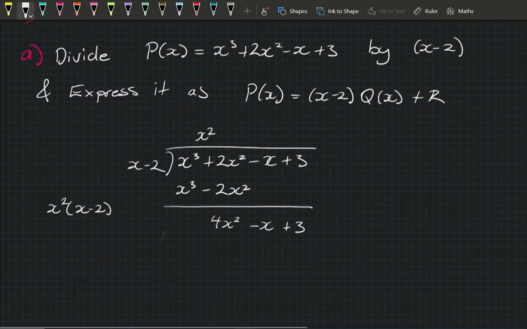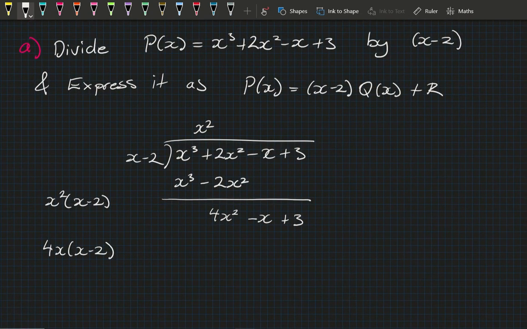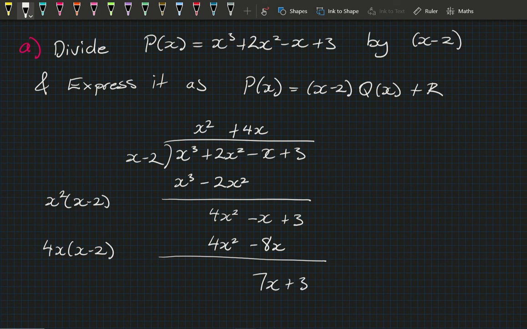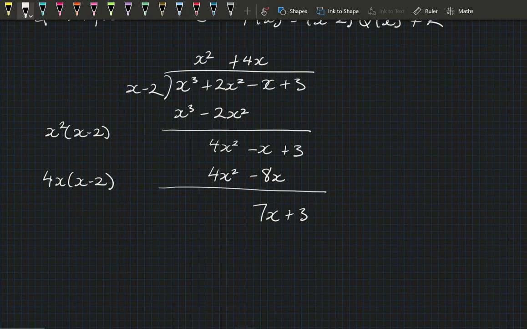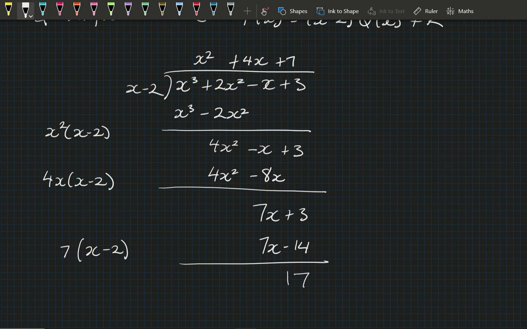Alright, so we're focusing on the 4x squared. So 4x times x minus 2 gives me 4x squared minus 8x. Okay, let's put our 4x up here. And subtract that away gives us minus 1 minus minus 8, which is plus 7. Of course, we bring down that 3. Now focusing on the 7. So 7 times x minus 2 gives me 7x minus 14. Don't forget to put our plus 7 up here. And 3 minus minus 14 gives me 17. So we're done with our division there. So let's write it out in the way they want us to express it.